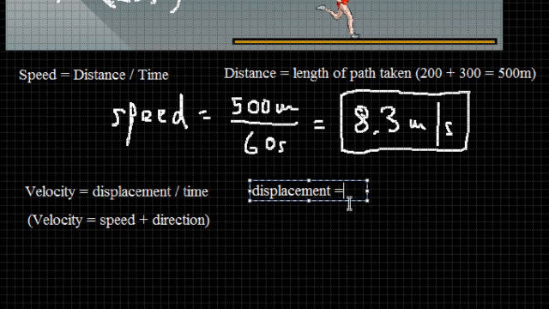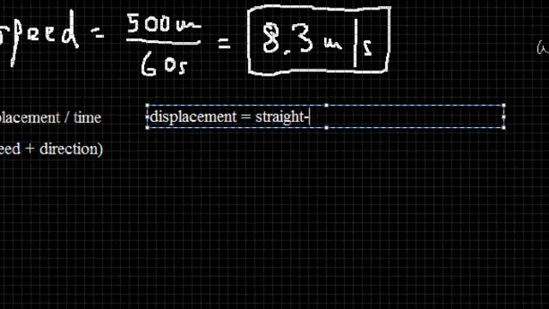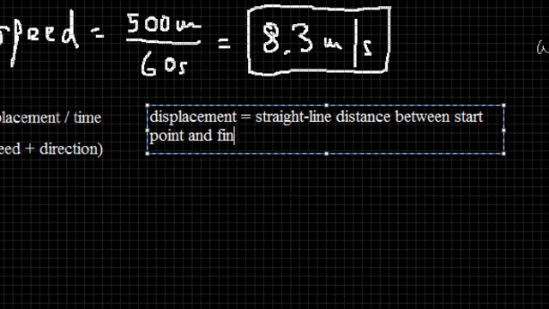We need to find the displacement. Okay, and displacement is defined as follows. It is the straight line distance between start point and finish point. Okay, start point and finish point. So if we look up here, I'll put that in parentheses.